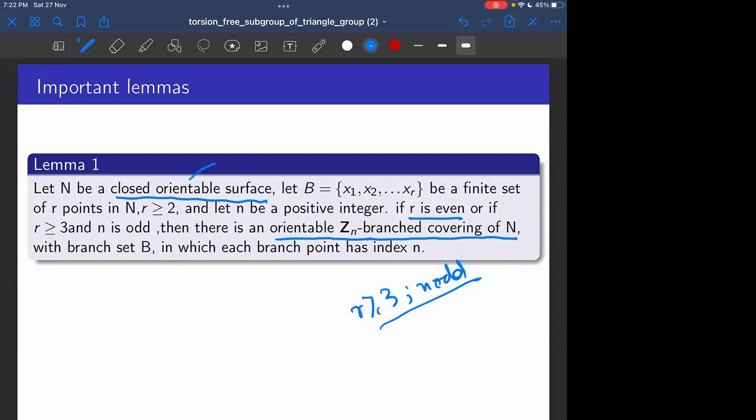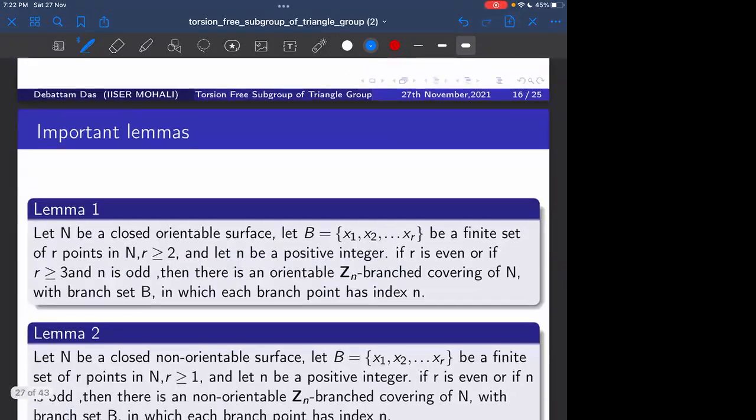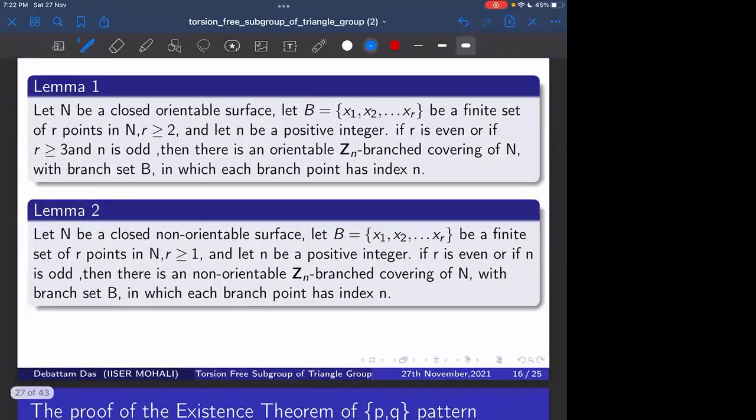It's for the orientable case, and similarly for the non-orientable case. If R is even, then we get a non-orientable Zn branched covering. If N is odd, and I think R is greater than 1, then there is a Zn branched covering of non-orientable.